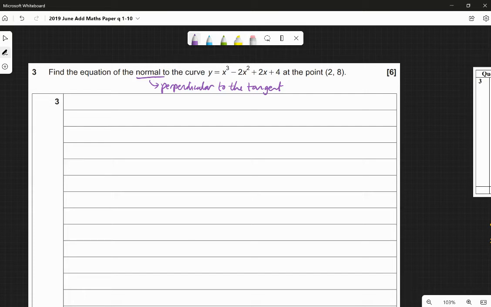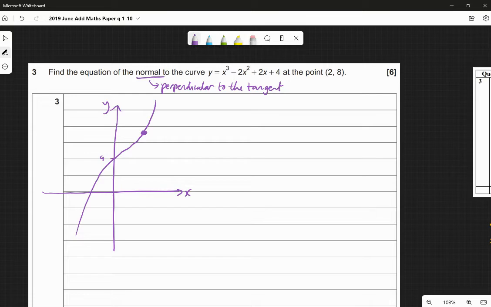If I sketch the graph of this cubic, this is a really bad sketch, I apologize, but all we need is a general sense. Okay, so there's my x and y axes. I know it's going to go through 4 on the y-axis, so it might look something like this. Okay, so there's my general cubic, going through at 4. And 2, 8 will be somewhere over here. Okay, so that point there.